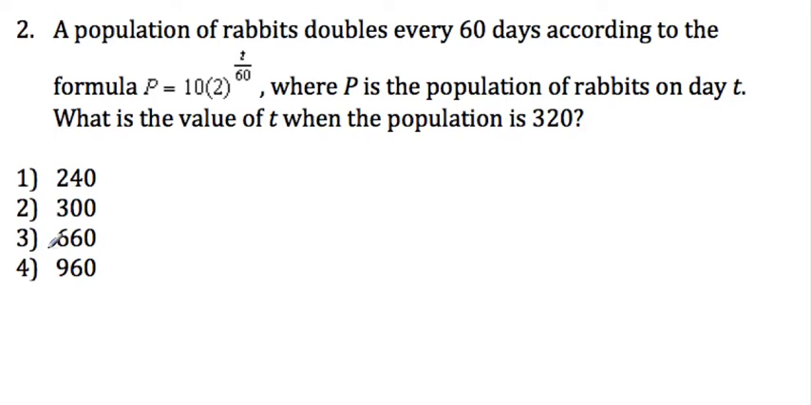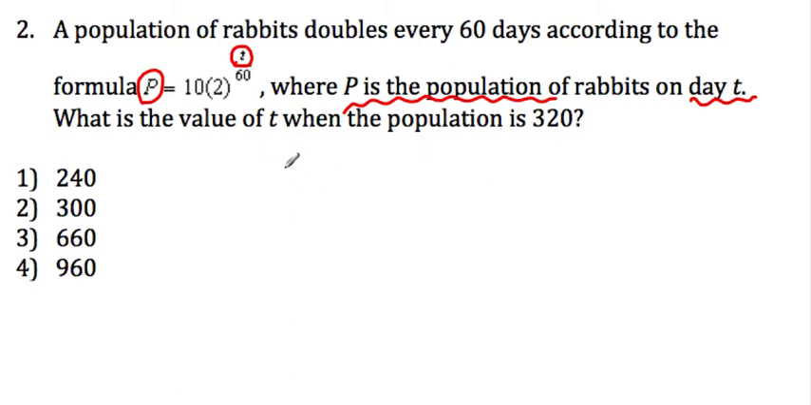Number 2. So here we have a population of rabbits that doubles every 60 days according to the formula that's given here. Now, in these kinds of questions, formulas are already given. So all we have to do is identify what each variable represents. Here, for example, t and p, where p is the population of the rabbit on day t, and t means the day. So then the question is, what is the value of t when the population is 320?